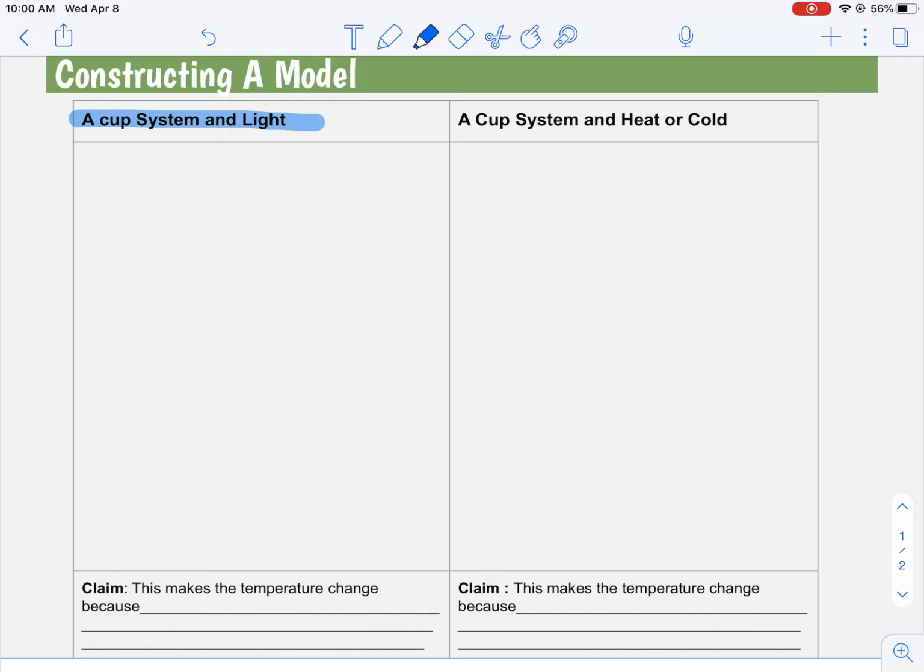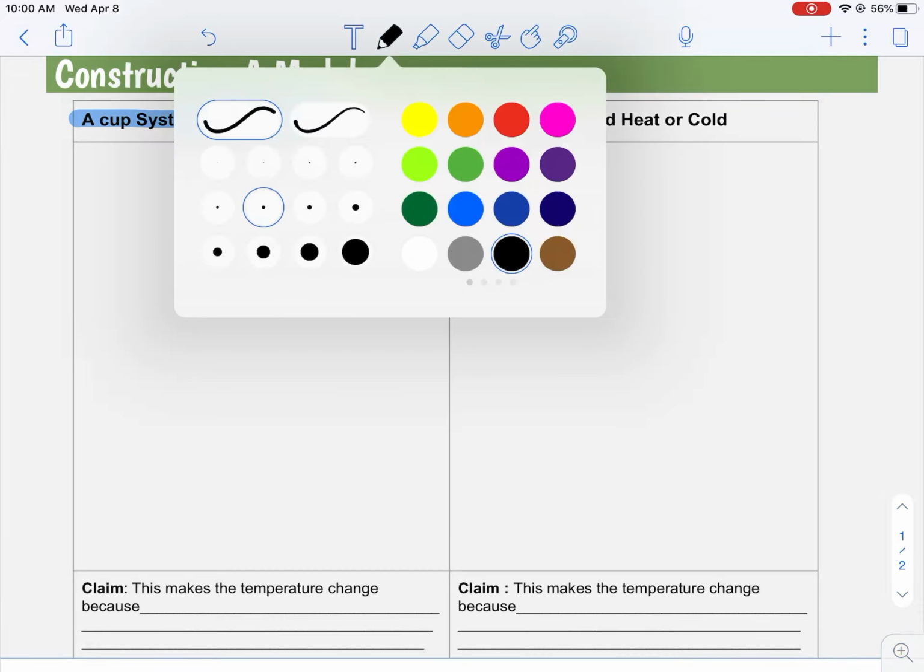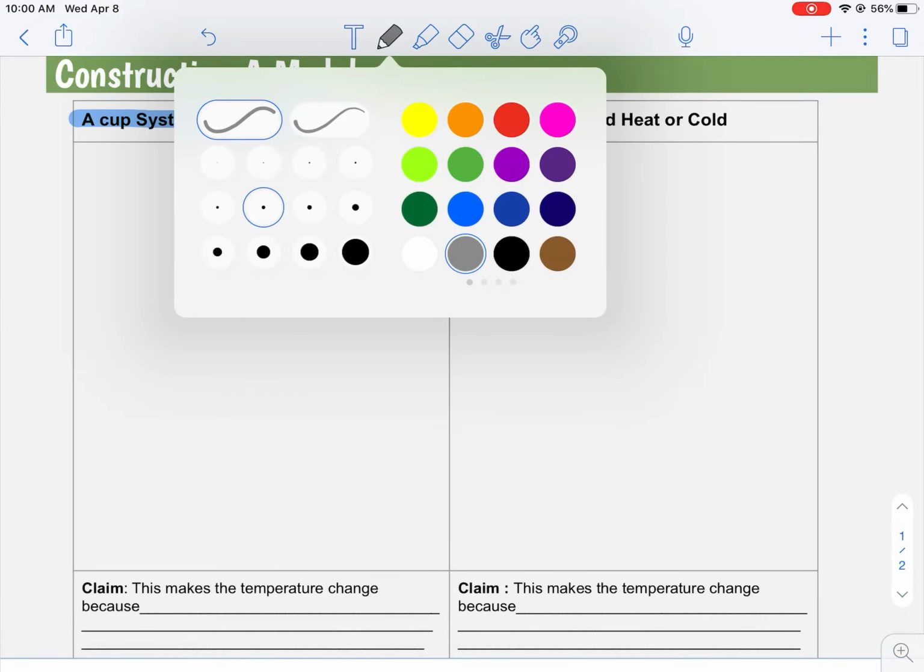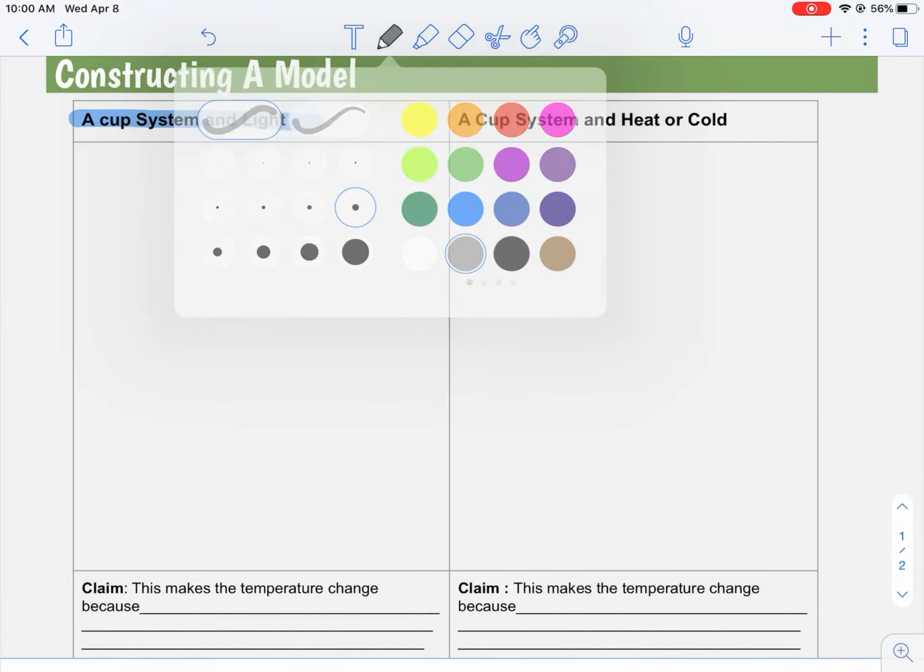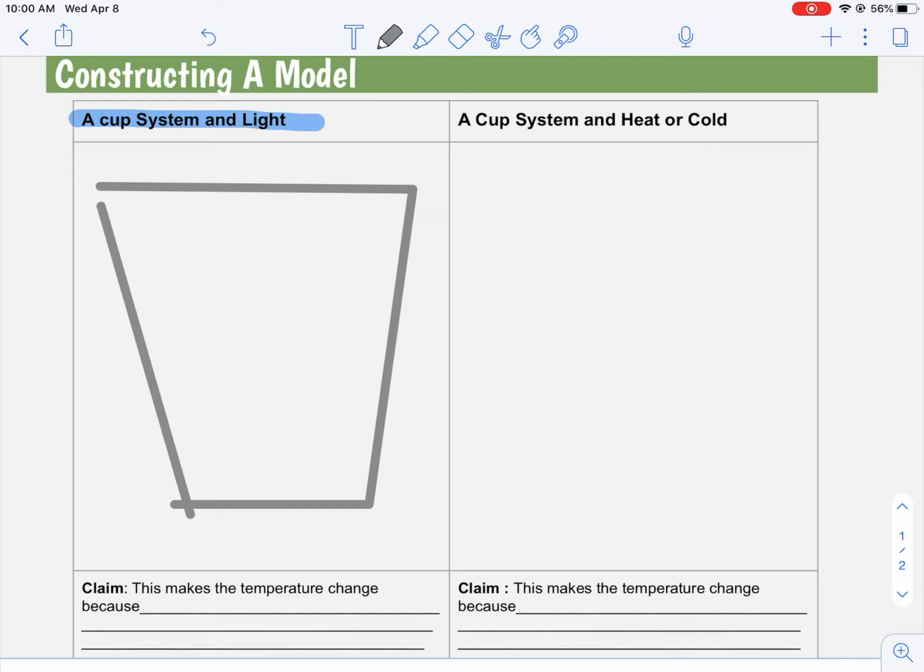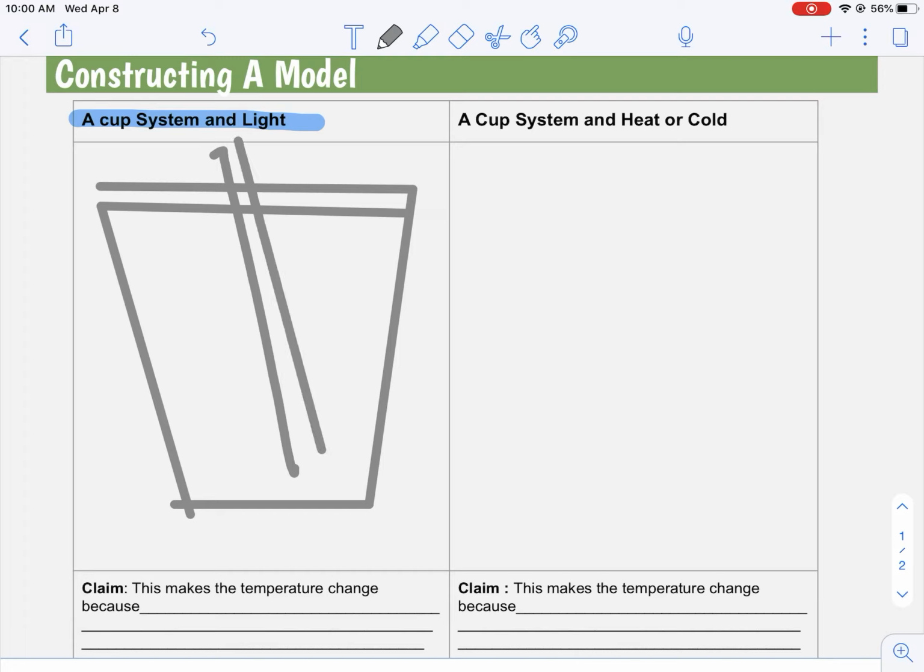So we're going to be drawing our model today on this template. So we're going to start by making a picture of a cup here. Nice thing about Notability is if you hold the line, it makes a nice straight line, so you can draw a nice picture. I'm going to put my straw in here. Alright, that's kind of the basic outline of our model.